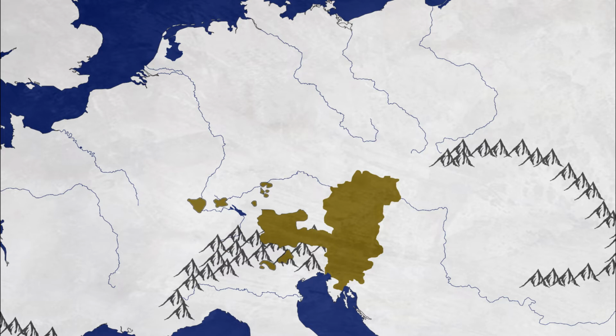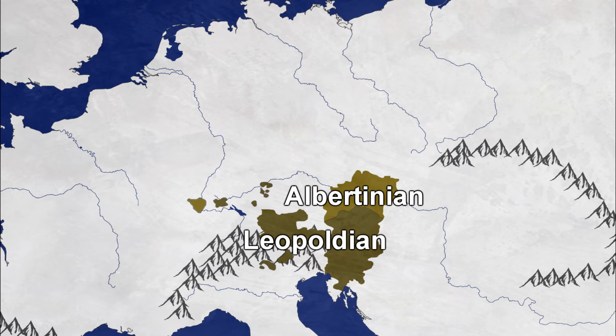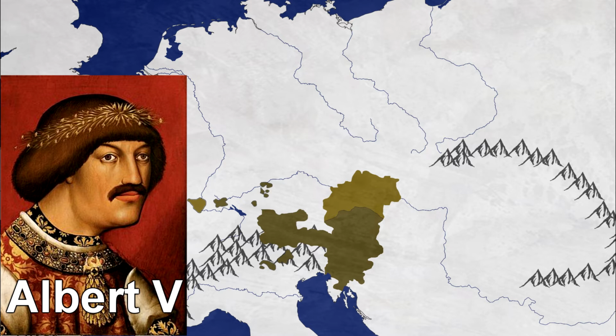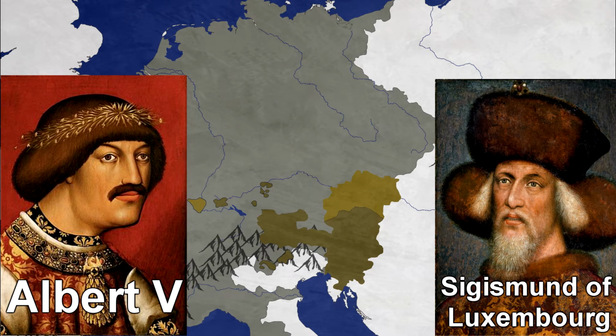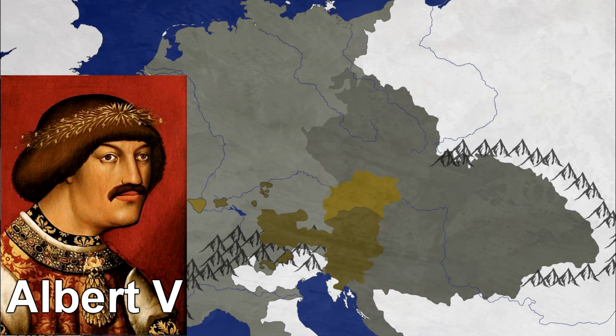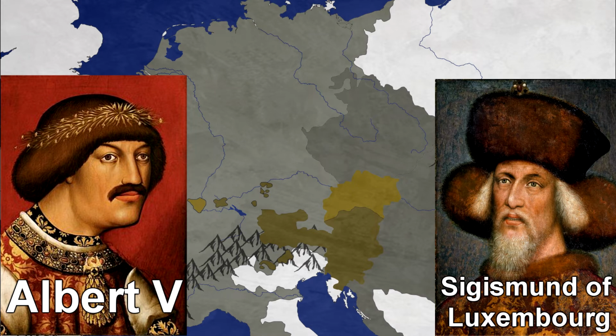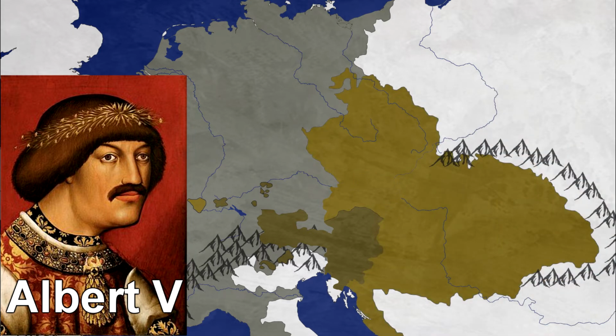The internal tensions in the family also began to rise, and the dynasty split in two, into the Albertinian and the Leopoldian lines. Eventually, Albert V became good friends with the Emperor Sigismund of Luxembourg, who was also the King of Hungary and Bohemia. Definitely a very powerful monarch at that time. And Albert married his daughter. And after Sigismund died, the Habsburgs inherited Hungary and Bohemia.